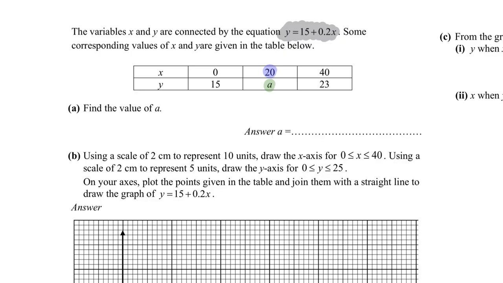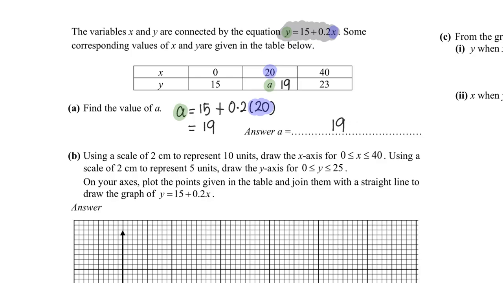This means that all I have to do is to substitute my y as a and my x as 20. So my a is simply equal to 15 plus 0.2 times 20. I'll highlight it to let you see it clearer. And this will give me a value of 19. So a is equal to 19. I just write it down here.